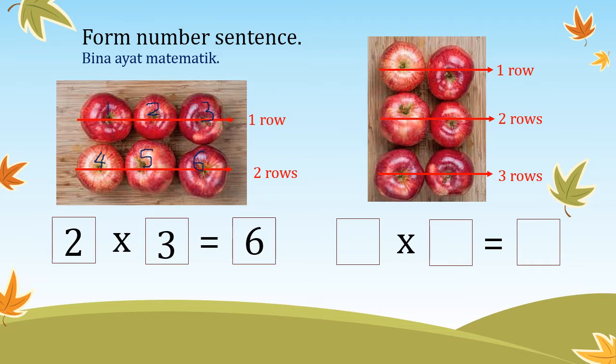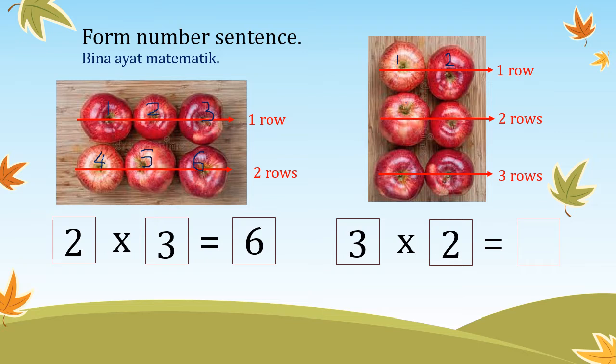So we have to write 3 first. Yeah, 3 must be in front. 3 times what? What is the number of object in one row? Satu row berapa objek? 1, 2. 2 objects. So we write 2 in the next box. Okay, now what is the total number of objects?